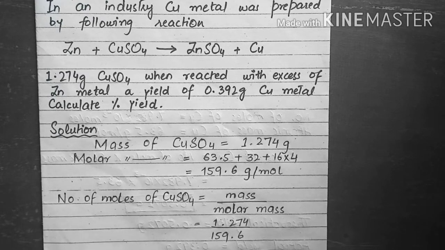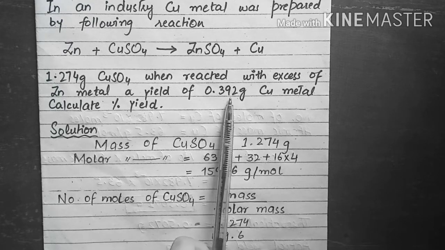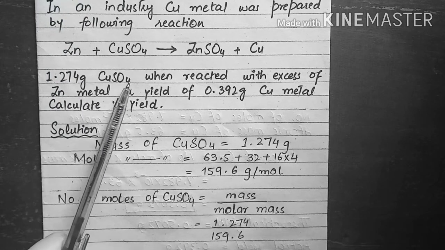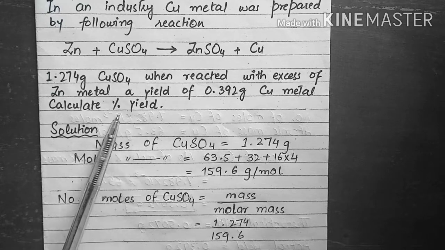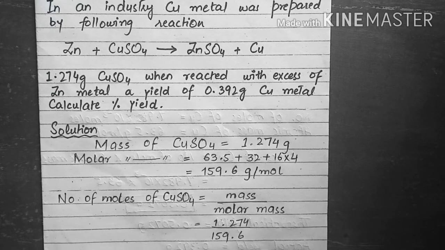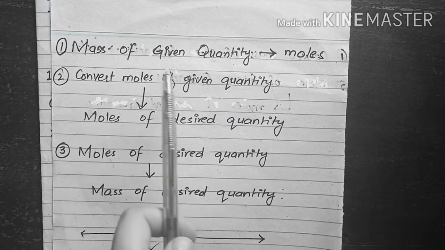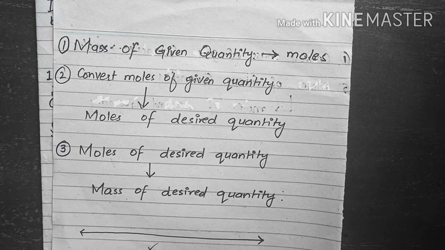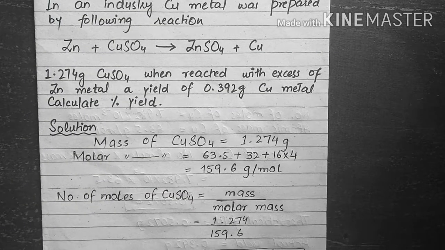So now we have to calculate the percentage yield. As you can see, we are given the actual yield, which is 0.392 grams of copper metal, and we are given the mass of copper sulfate. So from the mass of copper sulfate, we have to calculate the percentage yield. So how are we going to proceed? In the first step, we are going to convert the mass of a given quantity into the moles of the given quantity. The mass in this case is the mass of copper sulfate, so we are going to convert it into moles.